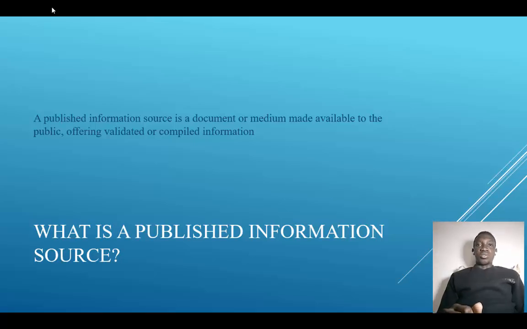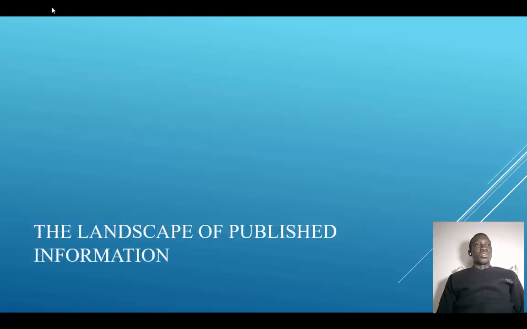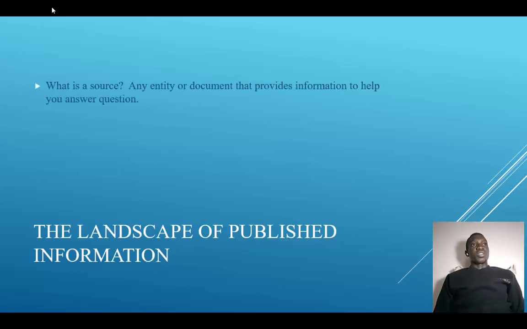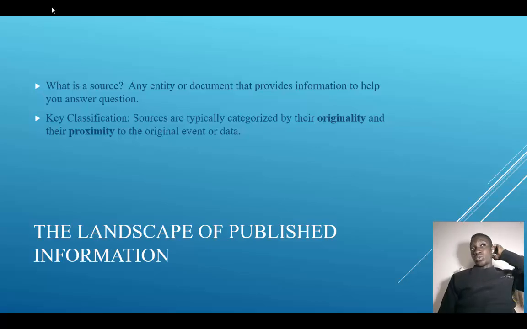So you should be knowing that not every source is published and it is offering genuine information. So when we try to go and look at the landscape of published information, first of all, what is a source? A source is any entity or document that provides information to help or answer a question. When we go ahead to look at the key classification or the components, sources are typically categorized by their originality and proximity to the original event.